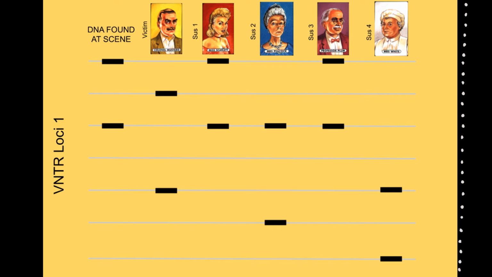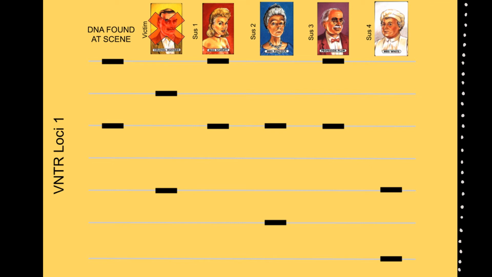First, let's make sure it's not the victim's DNA. So, the DNA found at the scene, I've added these gray lines in just so we can visualize where the fragments are. We can exclude Colonel Mustard, the victim, because his fragments do not line up with those found at the scene. Now it could be Miss Scarlett's DNA, as it lines up exactly with the DNA found at the scene.